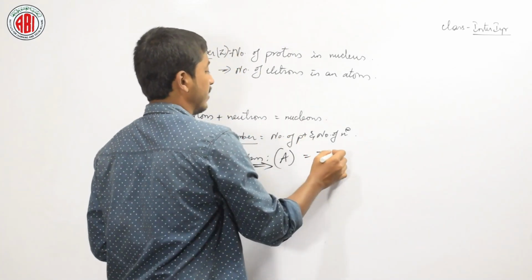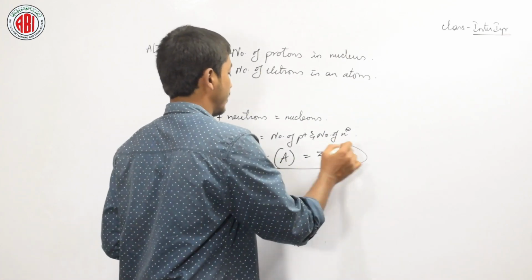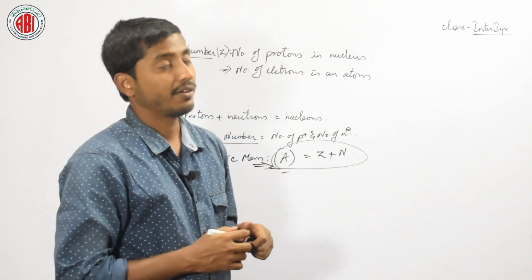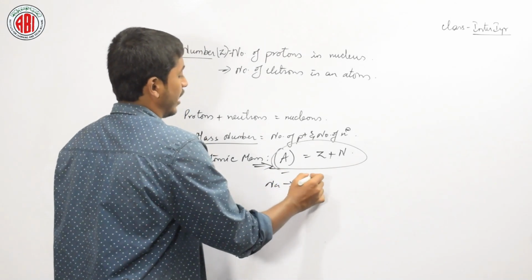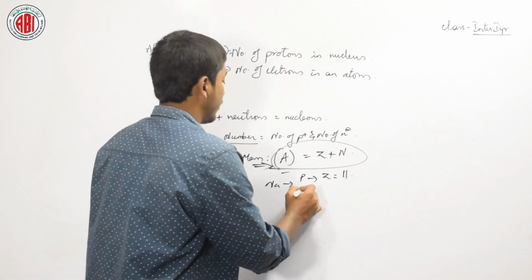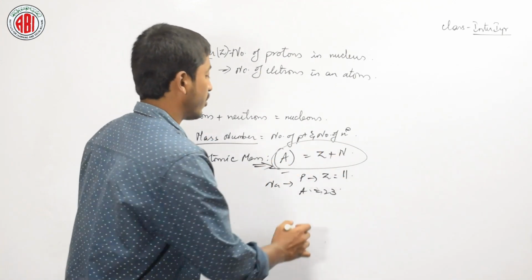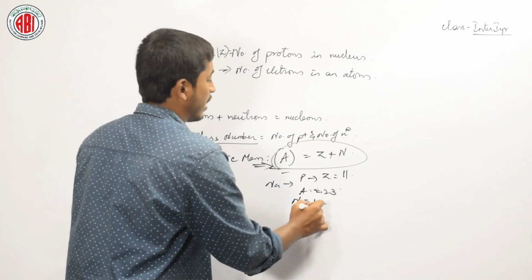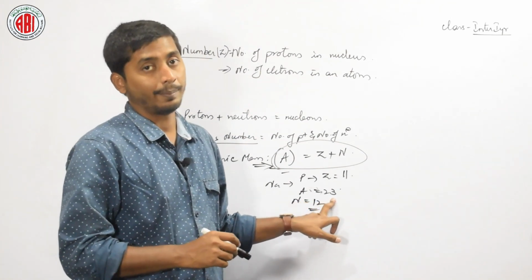What is the number of protons here? We know that this is Z, right? Let us say the number of neutrons is N. This is the relationship between atomic mass, atomic number and number of neutrons. For example, sodium has a proton value, that is Z, of 11, and its atomic mass is 23. Then what about the number of neutrons? The number of neutrons is nothing but 23 minus 11, which is 12. Is it clear? Then only we get 23 as the atomic mass.